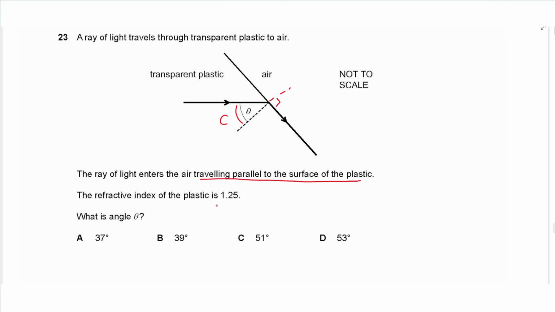So the refractive index of the plastic is 1.25, and we need to get the angle theta, which is equal to the critical angle. So we use the equation that sine of the critical angle is equal to 1 over the refractive index. So sine C is equal to 1 over 1.25, and we use the calculator to get the inverse sine. After calculating 1 over 1.25, we press shift sine then answer. We get an angle of 53.130, which is approximately 53 degrees. So the answer is D.